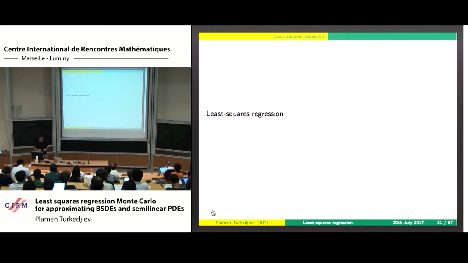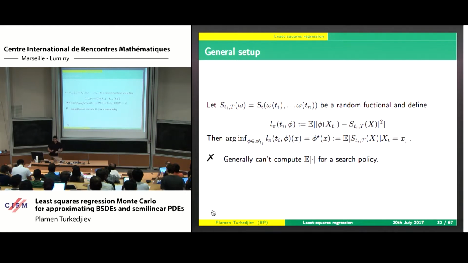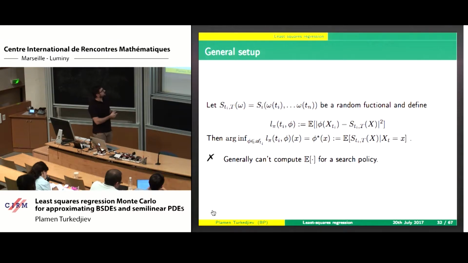So finally, we come to least squares regression. I'm going to go back to a more general setting. I'm going to dissociate us from the setting of the BSDE for a moment, just to introduce some key results on Monte Carlo least squares regression that we're going to use going forwards.